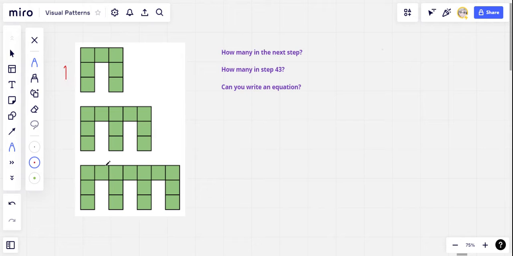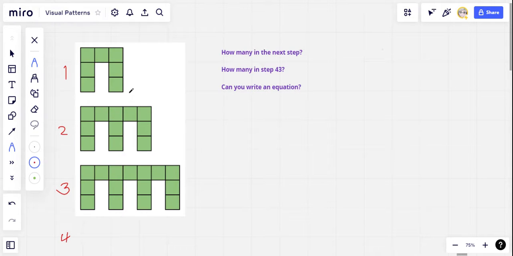So here is step 1 in the pattern, here is step 2, here is step 3, and your challenge is to figure out how many squares in step 4. And then if you can do that, much more difficult, how many in step 43? And can you write an equation that could be used to predict the number of squares in any step at all? So if you'd like to accept that challenge, pause the video, give it a shot.